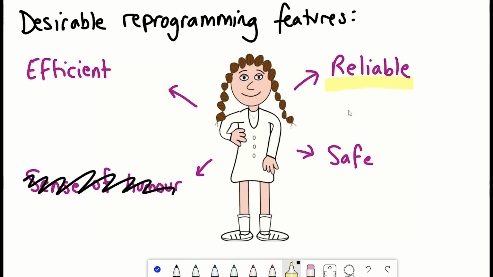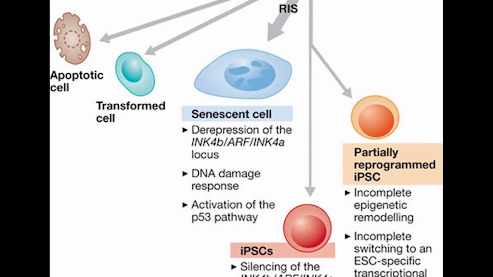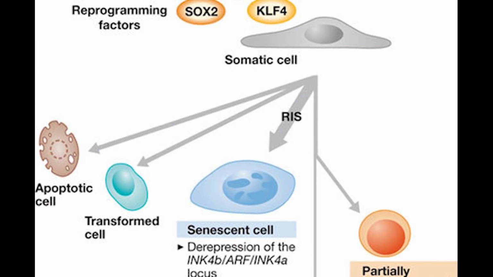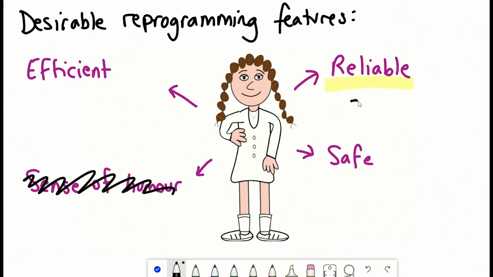But anyway, reliable. We want to know it's going to reprogram and not do something weird, for example not die or become senescent. And also, we don't want the cell to try, get halfway and go, "That's it, I'm not going." You want it to fully commit. And I suppose tied into this is you want it to be reproducible. You want it to do the same thing every time.